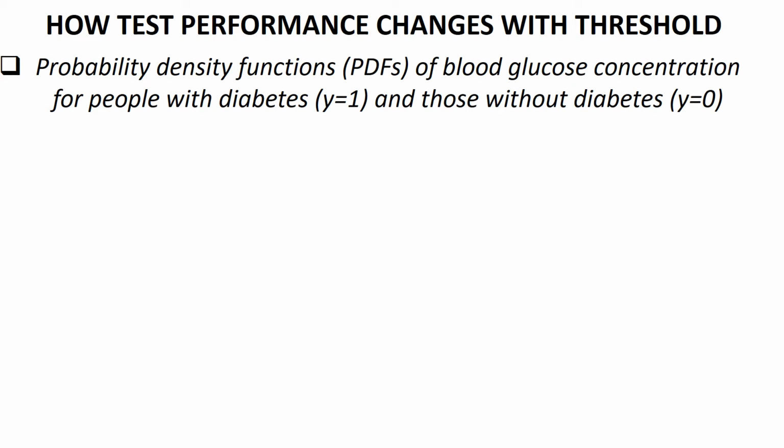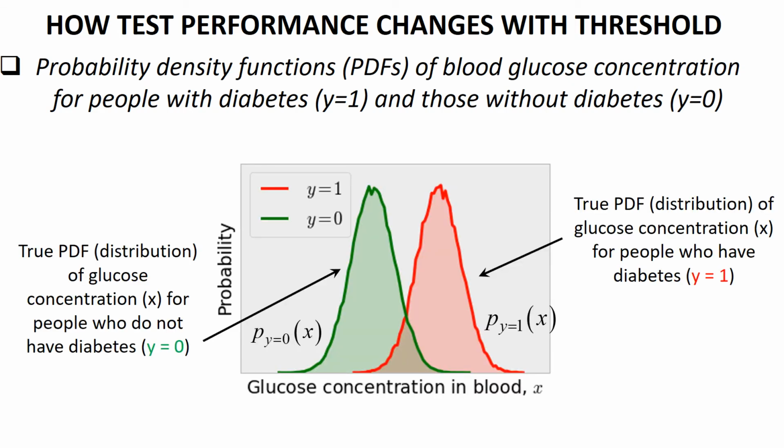So let's see how the test performance changes with threshold again. To do it a bit more generally, we could look at the, well, you can call these either histograms or probability density functions. If you know what a probability density function is, fine. If not, it's a histogram. So let's see what I'm talking about here. I'm taking this variable y, and when y is equal to 1, we have the red curve. This is for people who have diabetes. When y is equal to 0, we have the green curve. This is for the people who don't have diabetes.